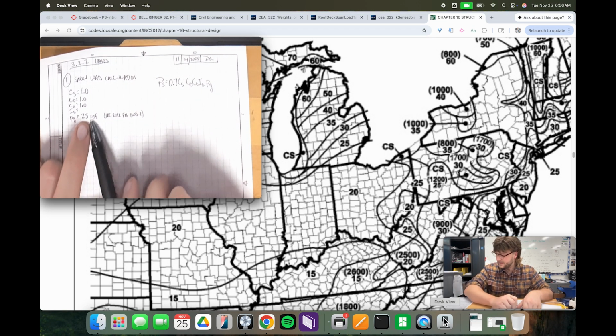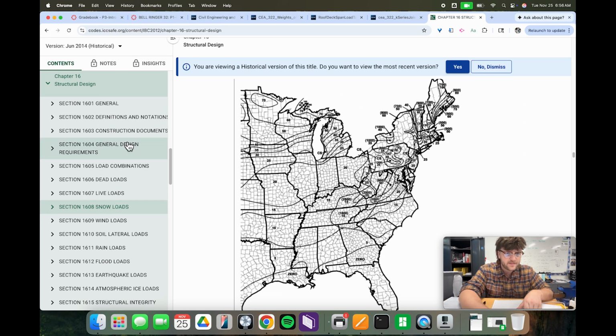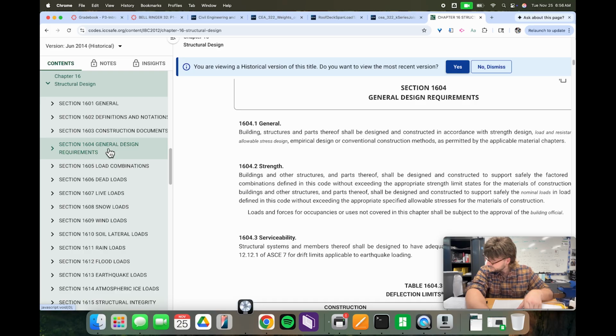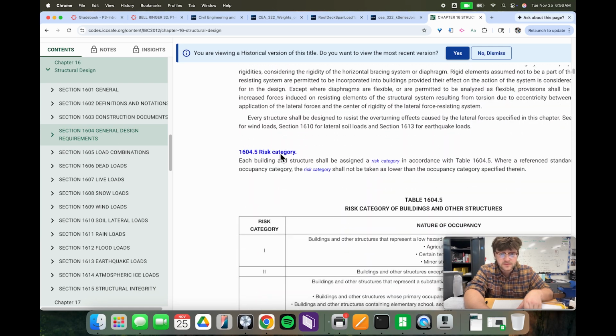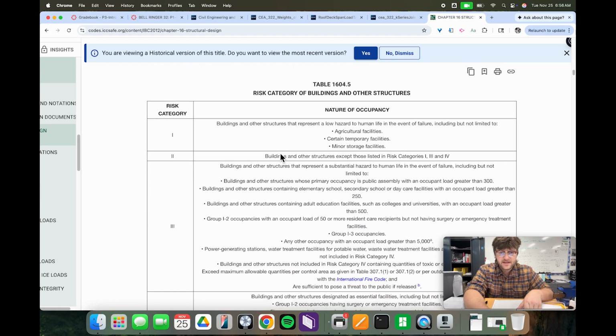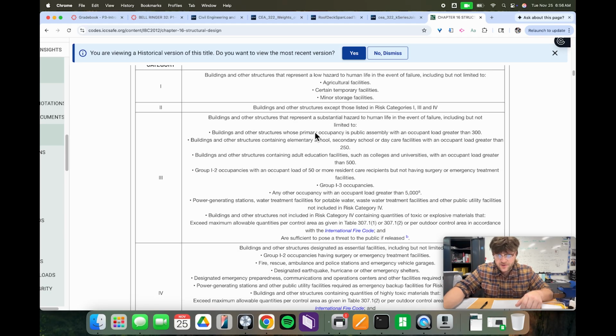Okay. Now, for the importance factor, that's going to be in table 1604.5. So we can go in here, 1604.5, risk category. If we look at this, we'll find buildings and other structures whose primary occupancy is public assembly. For a school, that is the case, public assembly with an occupant load greater than 300. So we are a public assembly. You'll also see buildings and other structures containing elementary school, secondary school. Secondary school is high school.